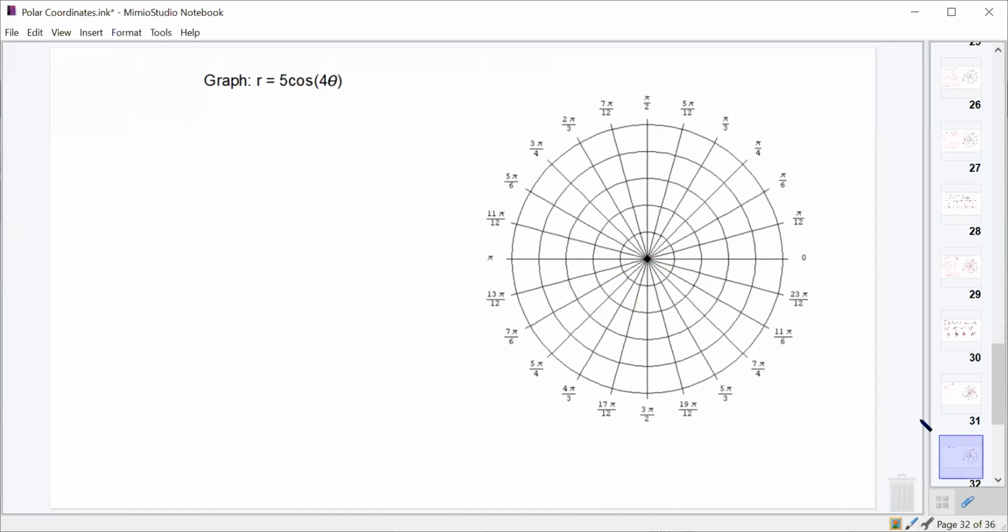So what should this one look like? How many petals should this have? 8 petals. They should all extend out how many units? 5 units, and it's cosine, so where should the first one start? At 0. And if I have 8 of them spaced out evenly on 2 pi, that'd be every pi over 4 radians, right?